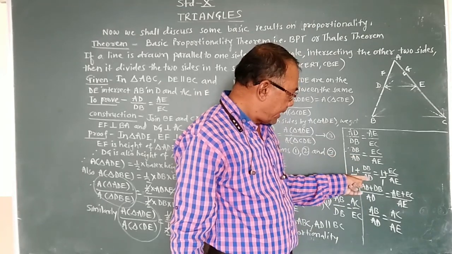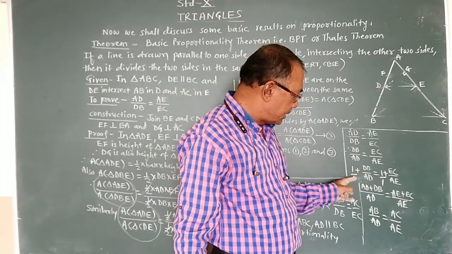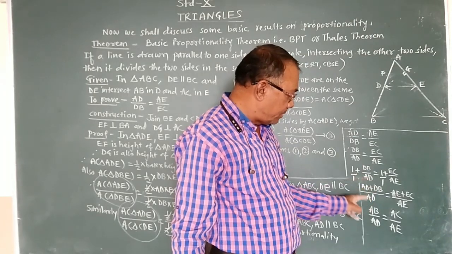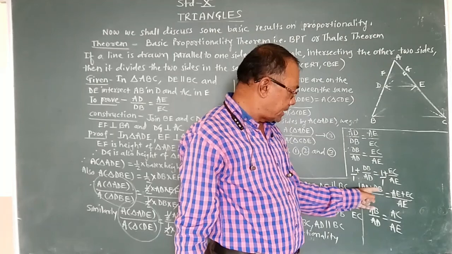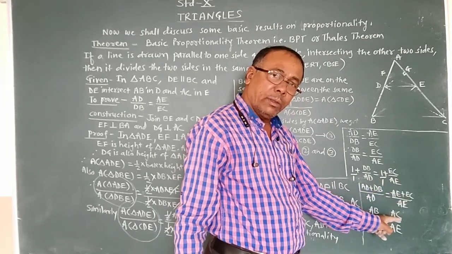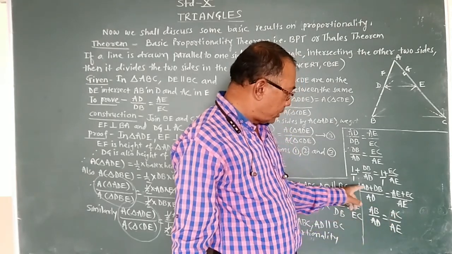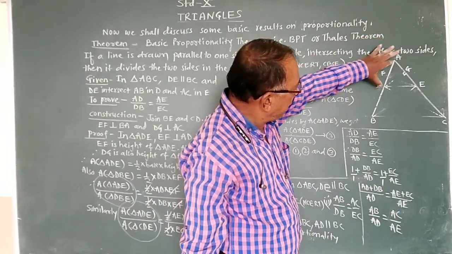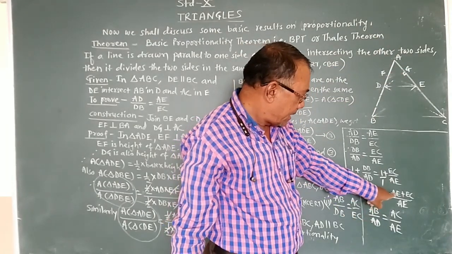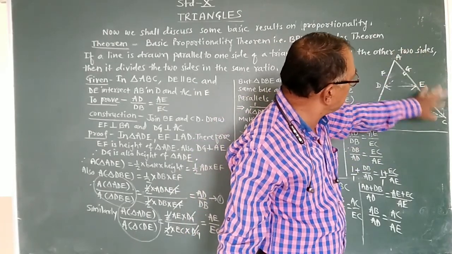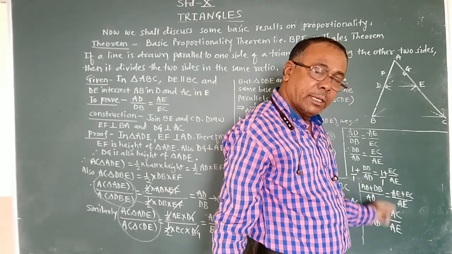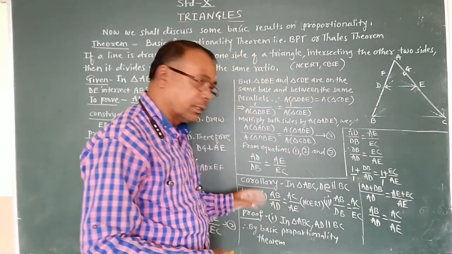Then we will get AD into 1 is AD plus BD into 1 is BD, divided by AD into 1 is AD. So AD plus BD upon AD is equal to AD plus EC upon AD. Now we know that AD plus BD is equal to AB, and AE plus EC is equal to AC. Then we will get AB upon AD equal to AC upon AE. In this way, we have proved our first corollary.